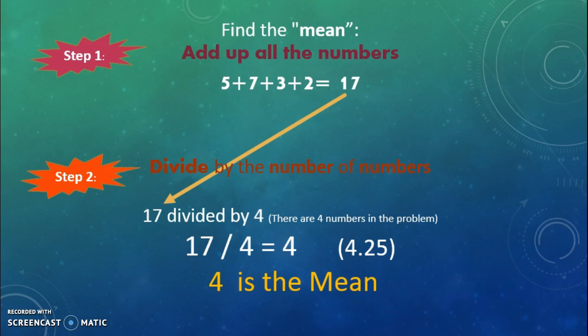Let's look at it one more time. In another problem, find the mean. Add up all the numbers. 5 plus 7 plus 3 plus 2 equals 17. I'm going to bring that number all the way down here, and I'm going to get ready to divide it by 4 because there's 4 numbers in the problem. 17 divided by 4 equals 4.25, or I can round it to just 4 as a whole number, and that would represent my mean or my average.